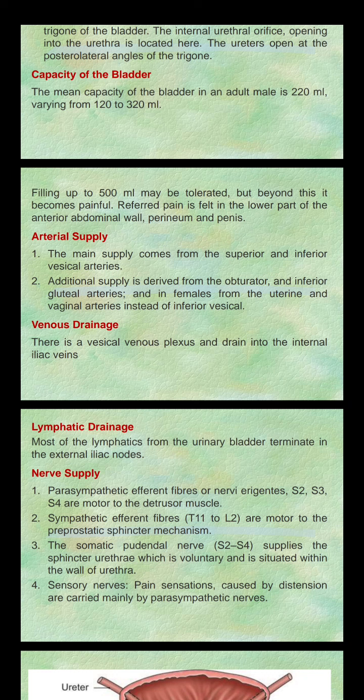Additional supply is derived from the obturator and the inferior gluteal arteries, and in females the uterine and the vaginal arteries give additional supply. Venous drainage: there is a vesical venous plexus which drains into the internal iliac veins. So all the venous blood drains into the internal iliac veins and from there into the inferior vena cava.